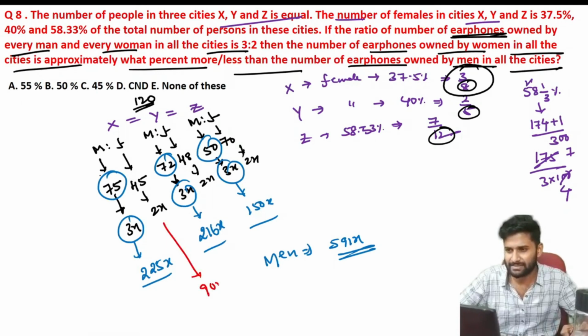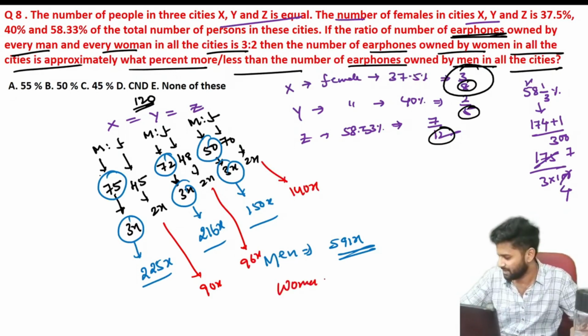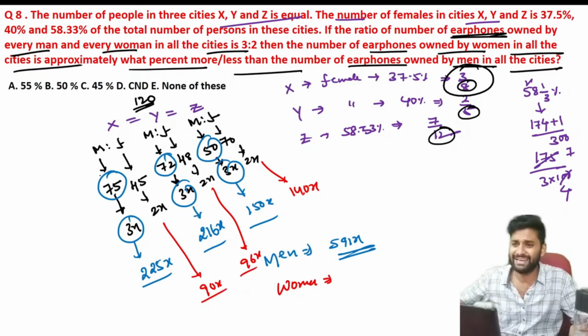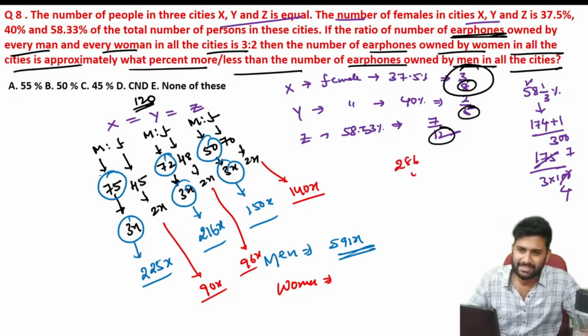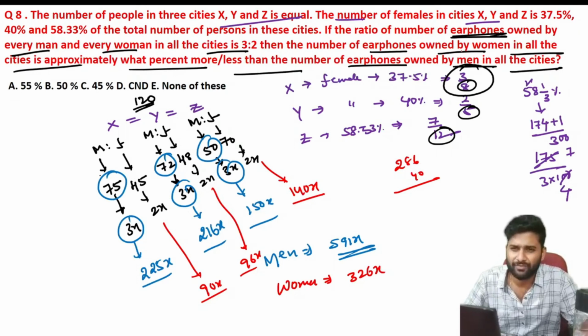The same way, identify the woman data here. 45 twos are 90x. 48 twos are 96x. 70 twos are 140x. What about women here? If you add all the numbers, 90 plus 96 is 186. 186, 286. 90, 96, and 286. See 286 plus 40. So total number of women here is 326.